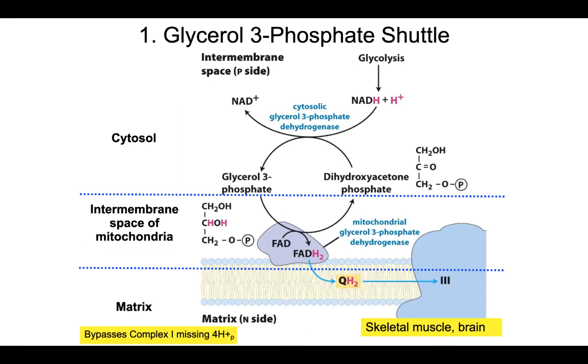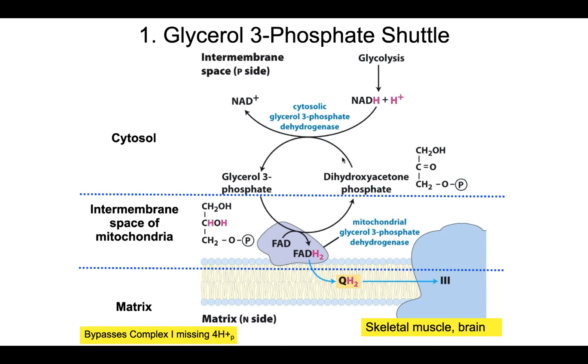So here's a better look at it. And here is the cytoplasm side, or the cytosol side on the top, and then here's the matrix side on the bottom. And glycolysis produces our NADH, and now to shuttle those electrons into the electron transport chain, the way it works is there is a cytosolic glycerol 3-phosphate dehydrogenase. This is an enzyme that we've seen before. I haven't had you memorize it yet, but it is what converts glycerol 3-phosphate into dihydroxyacetone phosphate, getting glycerol to the glycolytic pathway to either make glucose or break it down to pyruvate.